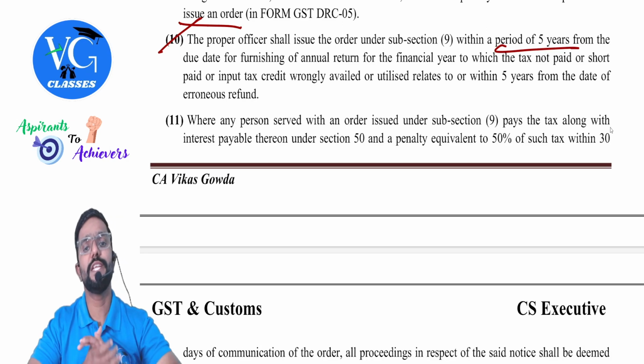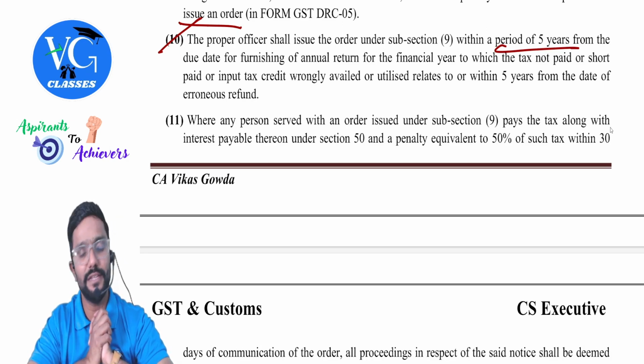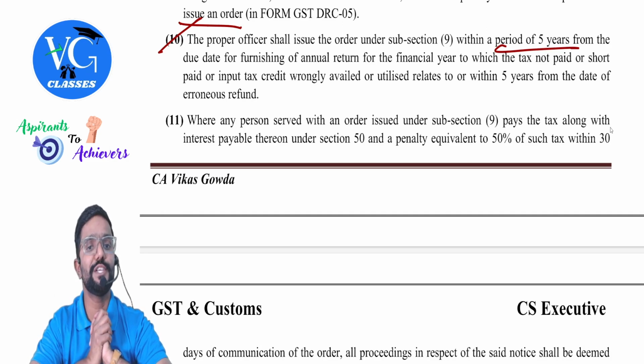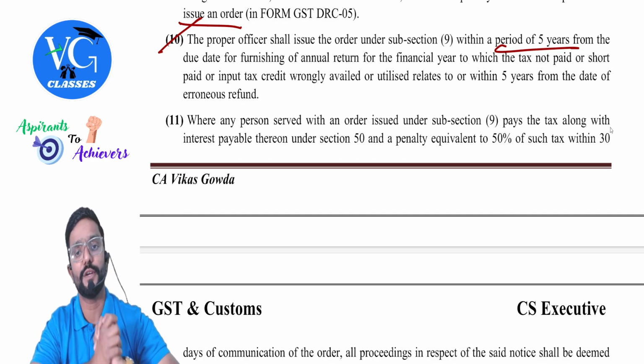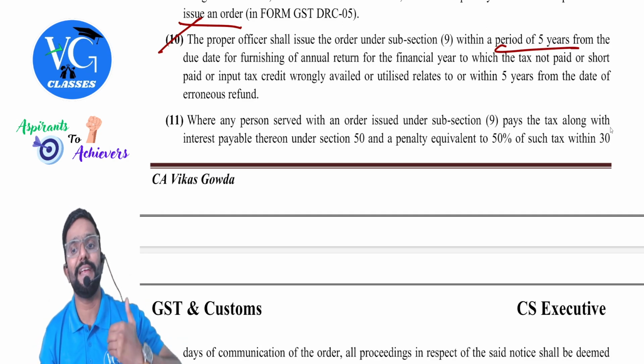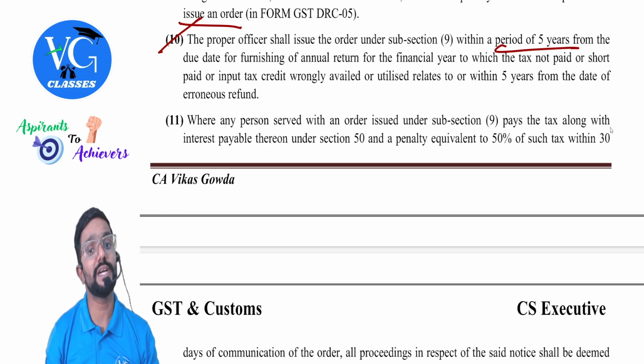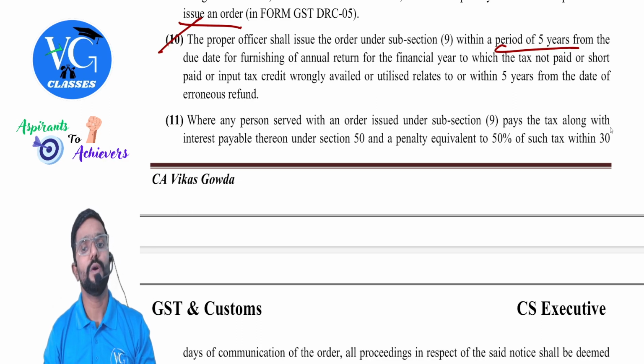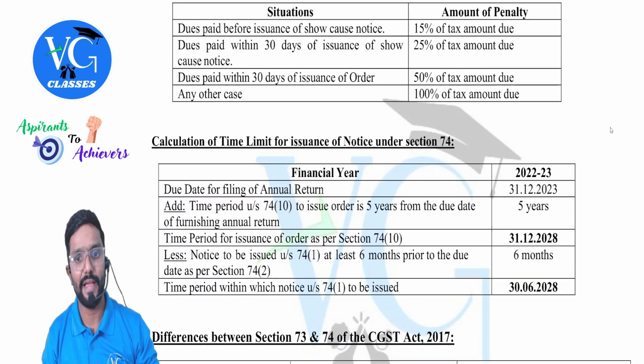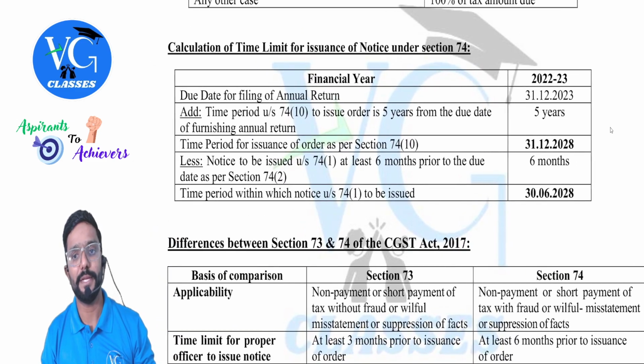The proper officer shall issue the order under subsection 9, that is the demand order, guys, within a period of 5 years from the due date for furnishing of the annual return for the financial year to which the tax not paid or short paid, or input tax wrongly availed or utilized relate to, or within 5 years from the date of erroneous refund. Okay, I have given it here. You can see the timeline here.